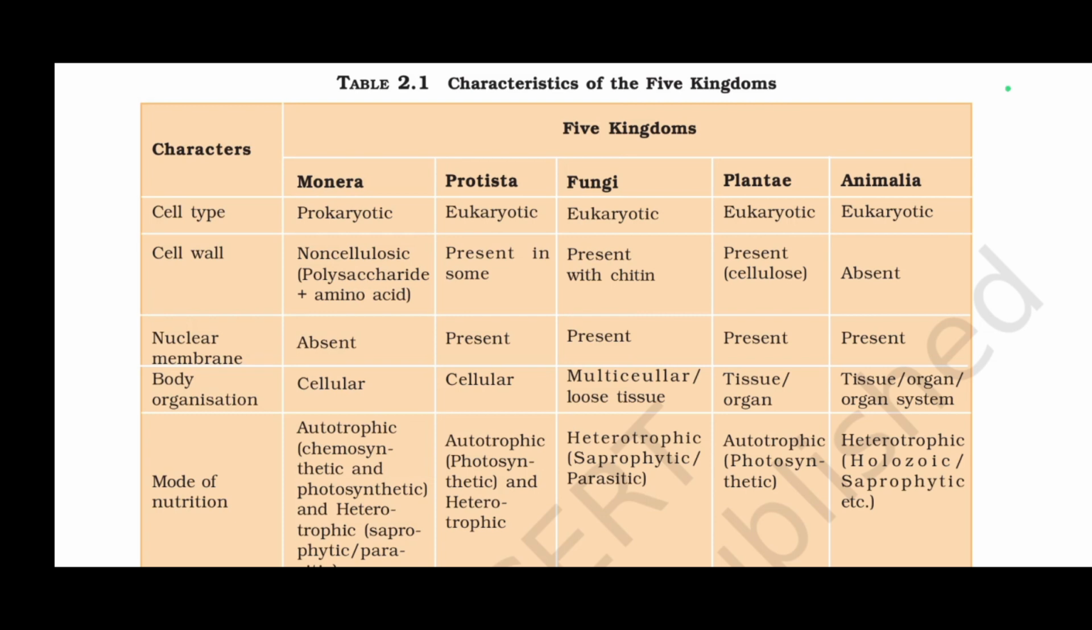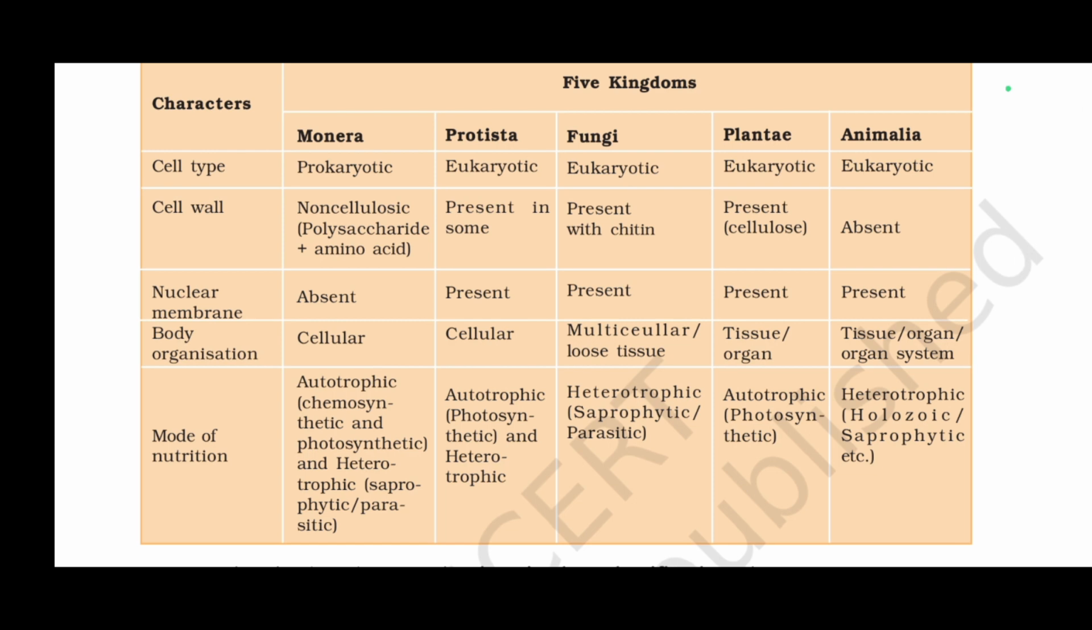Body organization is cellular type in Monera and Protista, but multicellular or loose tissue in fungi, tissue or organ level in Plantae, but tissue, organ or organ system level in Animalia. Mode of nutrition in Monera is autotrophic, which is chemosynthetic and photosynthetic, or heterotrophic, saprophytic or parasitic. In Protista, autotrophic, photosynthetic and heterotrophic. In fungi, it is heterotrophic, which is saprophytic or parasitic. In Plantae, it is autotrophic and photosynthetic. In Animalia, it is heterotrophic, which may be holozoic or saprophytic.